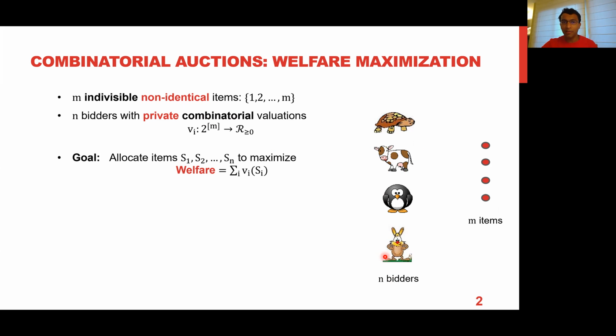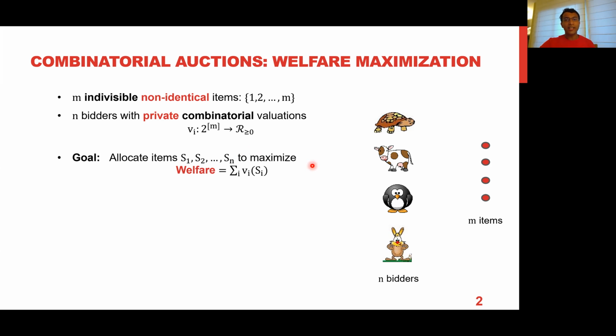So what do I mean by happiness? Basically, there's some valuation function. For a subset of items that a bidder receives, they have some happiness. This is also known as their valuation function or their welfare. So the goal is you want to come up with some allocation of these items so as to maximize the total happiness or the total welfare: summation over i of v_i(S_i), where S_i is the set of items that get allocated to bidder i.